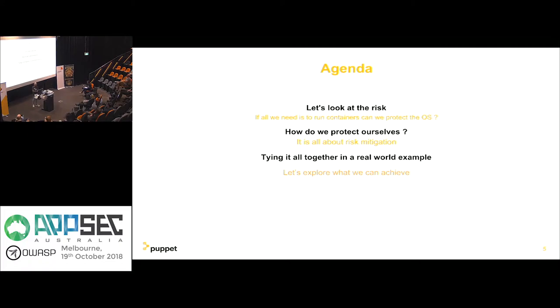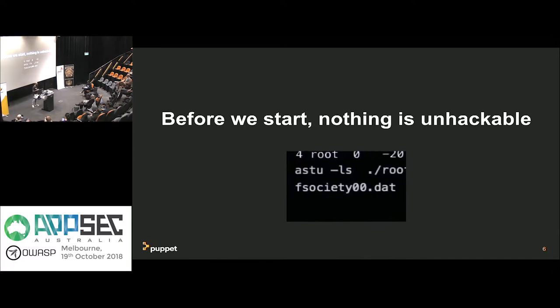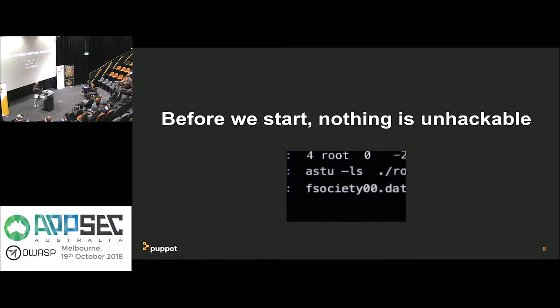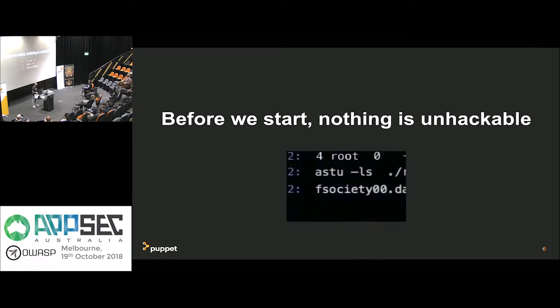So we'll look at the risk. We'll look at how to protect ourselves. And I'll throw in a real-world application that we've built around the Linux kernel and containers just to run Kubernetes on an ephemeral OS that we've built. That'll give us some good insight into how you can tie this all together. Before I start, nothing is unhackable. There are new vulnerabilities coming out every day. I just want to go through some reference architectures and see what you think.